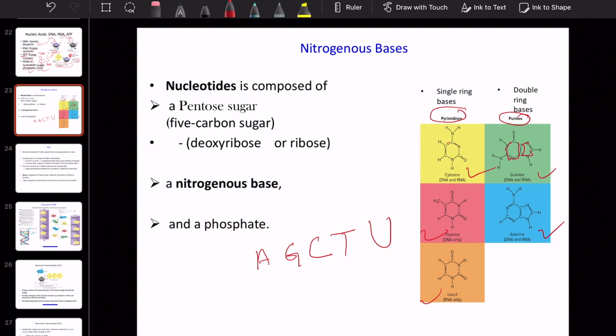A nucleotide is composed of a pentose sugar, a 5-carbon sugar, either deoxyribose or ribose sugar. You see that in DNA or RNA. Then a nitrogenous base, either one of these nitrogenous bases, and a phosphate group.